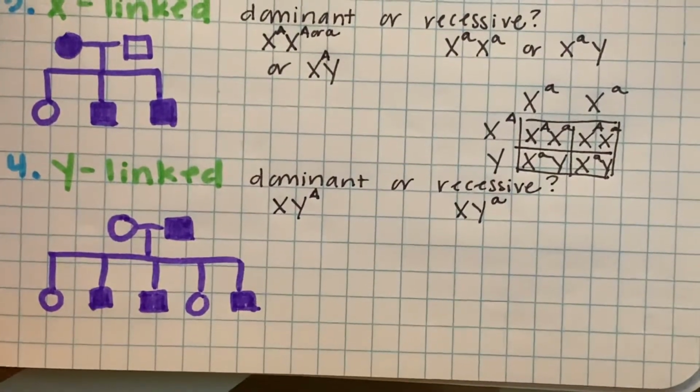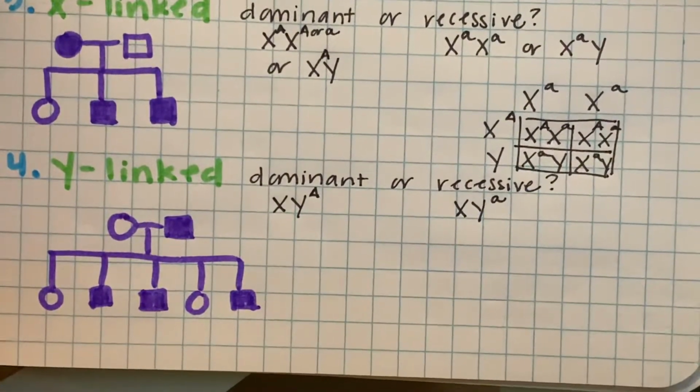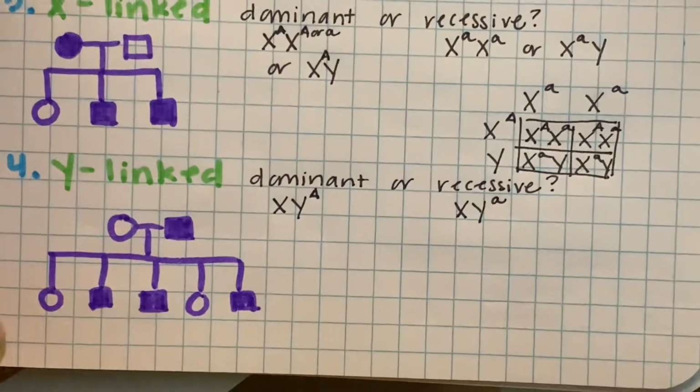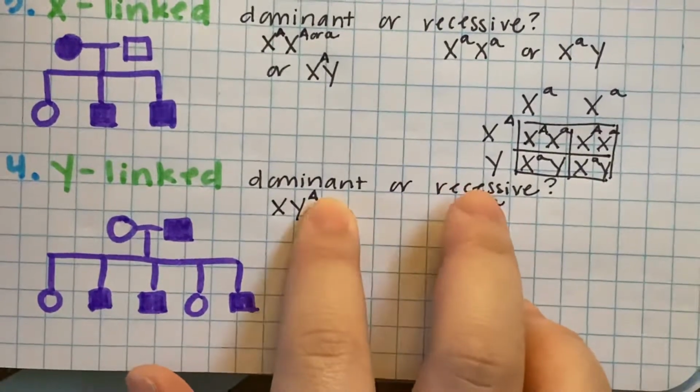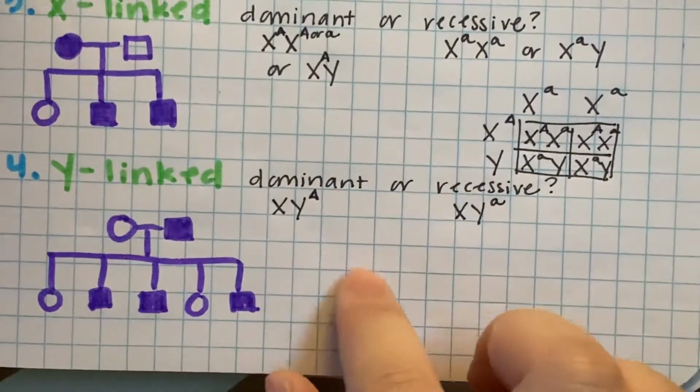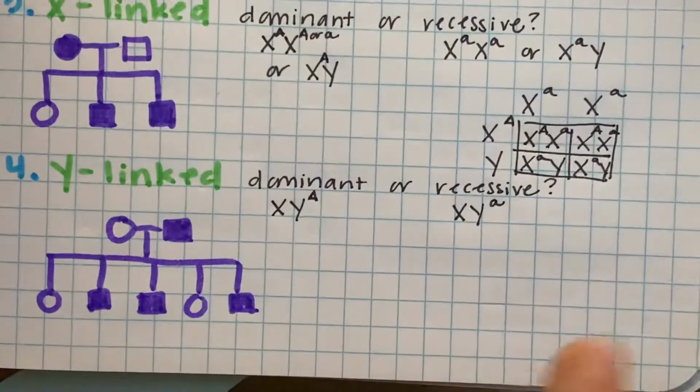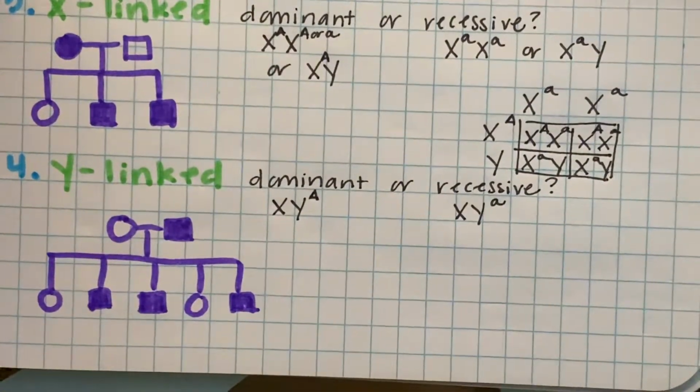So if you see that pattern where it's literally just males being affected, then it's going to be Y-linked. A lot of times with Y-linked, it's really hard to determine if it's dominant or recessive. So you would just say this could be Y-linked, and then you wouldn't say if it's dominant or recessive.